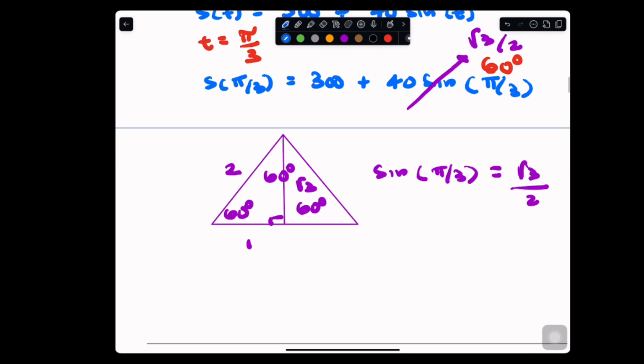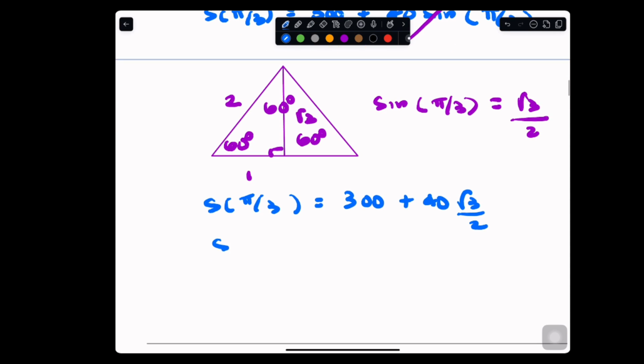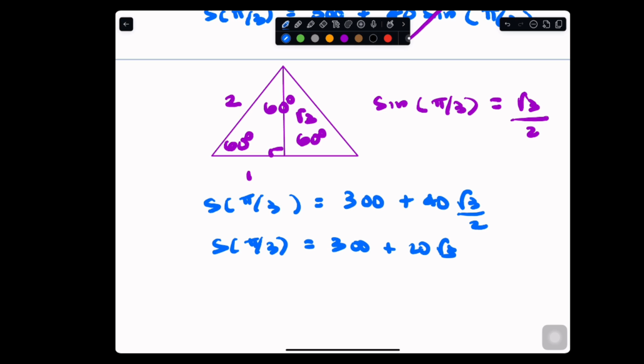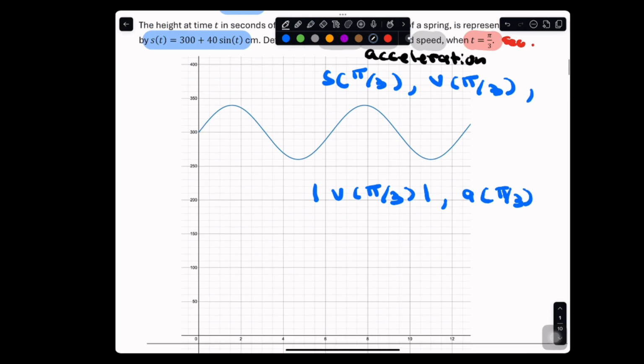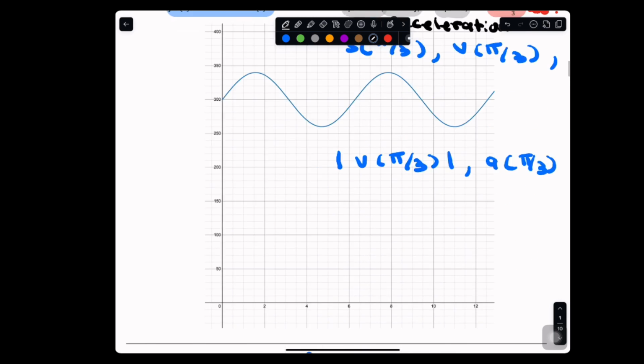What does that mean? The position is 300 plus 40 square root of 3 over 2, or, what is that going to be? 300 plus 20 square root of 3. A lot of times in science books, and I guess that might be in centimeters, I don't remember, did they tell us? Yeah, centimeters.